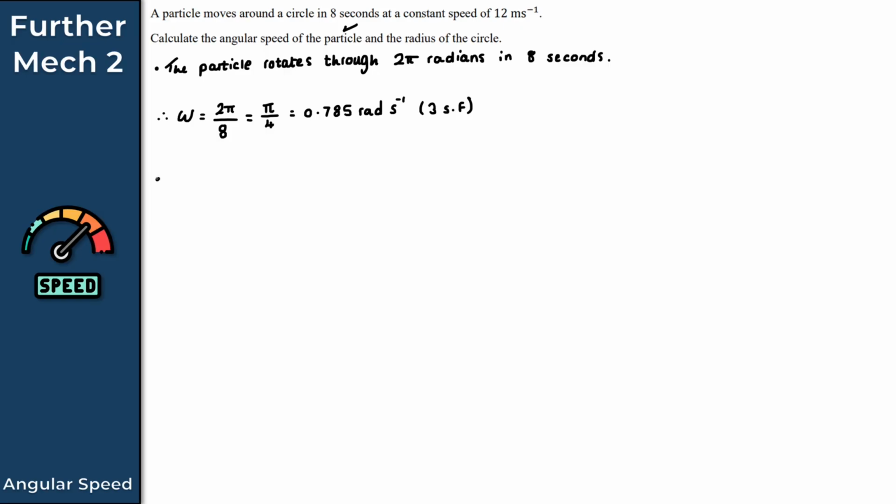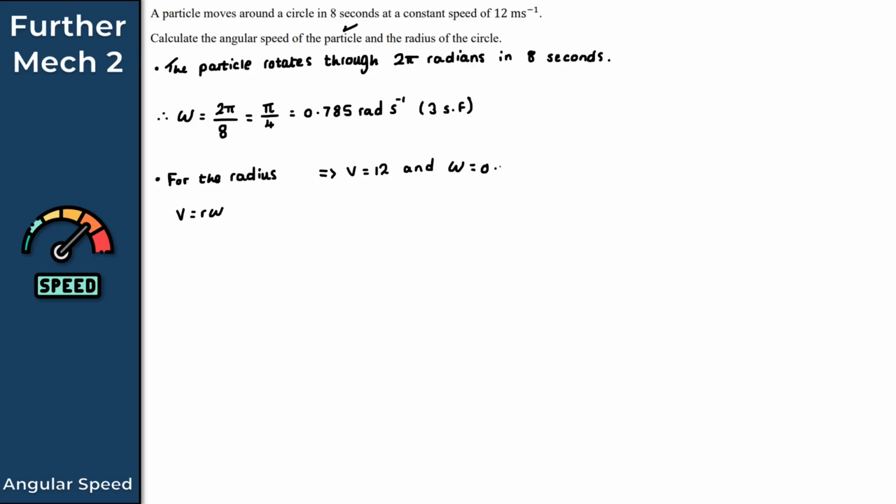What we now need to do is find the radius of the circle. So again, let me make a note here. For the radius of the circle, how do we find this? All we need to do, as we established in the introduction, is use the relationship V is equal to R times omega, okay? We know what V is. We're given that here, so V is 12. We've just evaluated omega, which is 0.785 to 3 significant figures.